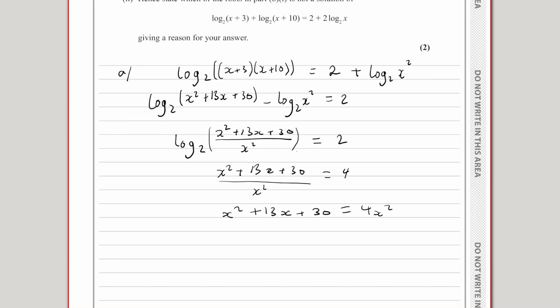And then move everything over to the right hand side. Make it equal to 0. So I've got 3x squared minus 13x minus 30.